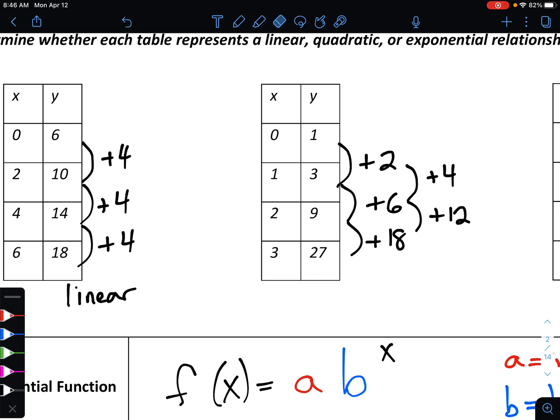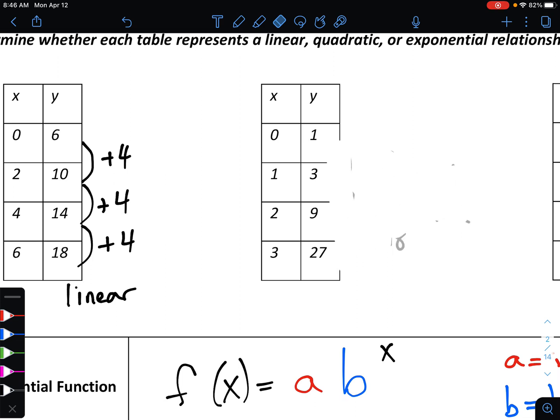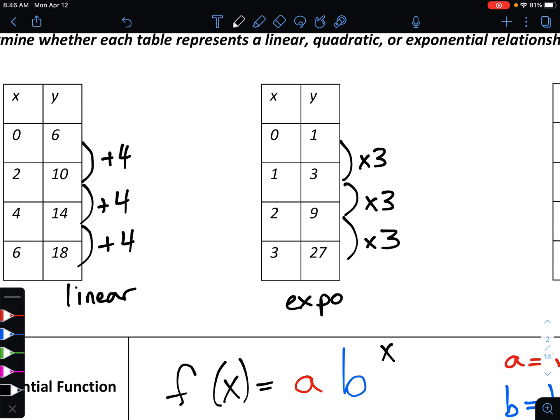That didn't work either. And so instead of looking at addition, let's check multiplication. From 1 to 3, we multiply by 3. 3 to 9 multiplied by 3, and 9 to 27 multiplied by 3. That is an example of a common ratio because you are multiplying. That's going to make this an exponential function.